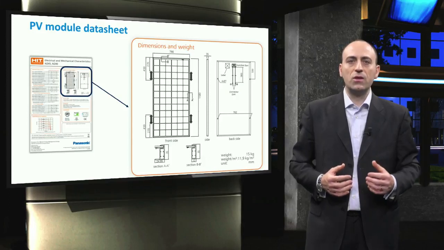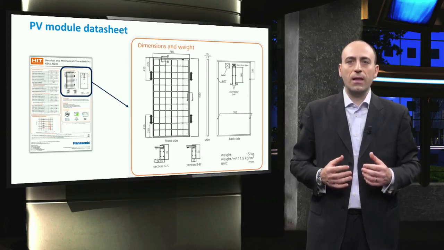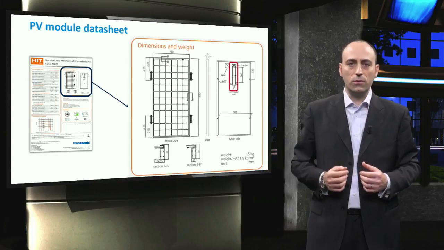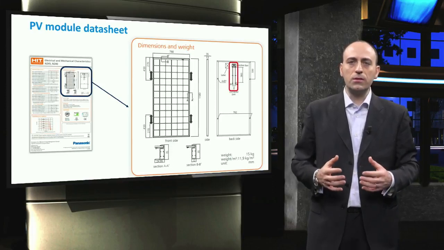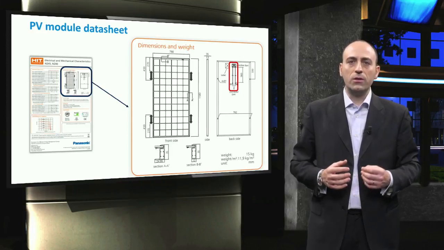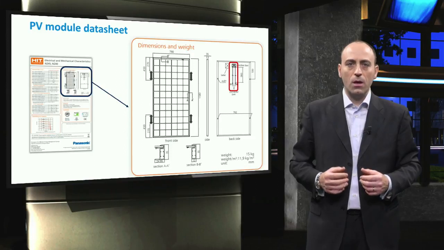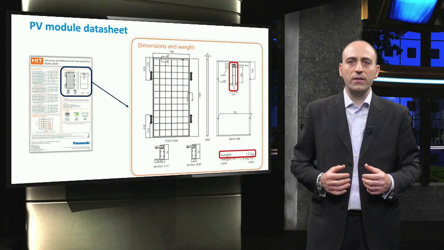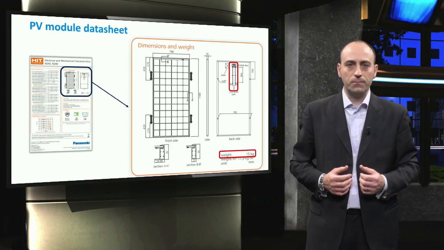Starting from the left-hand side, we have front side and back views of the PV module, including the frame and the junction box. The junction box is represented by the little square on top of the black view with the connectors attached to it. The weight of the module can be found underneath this figure. The weight can be an important property if the area on which the modules are installed has limited weight-bearing capacity.